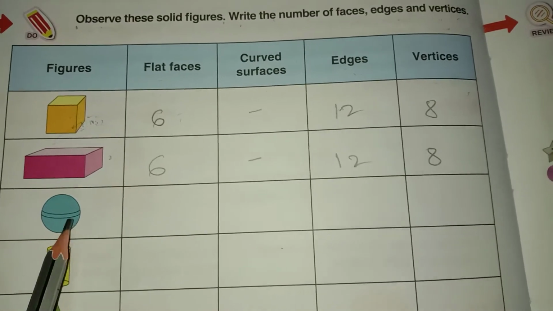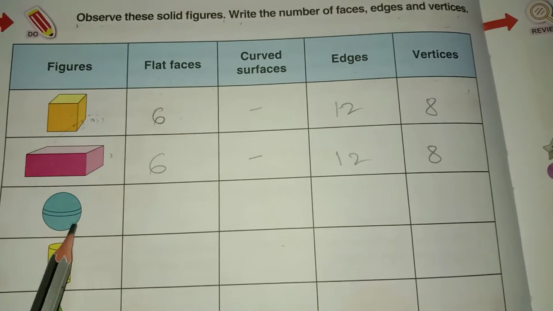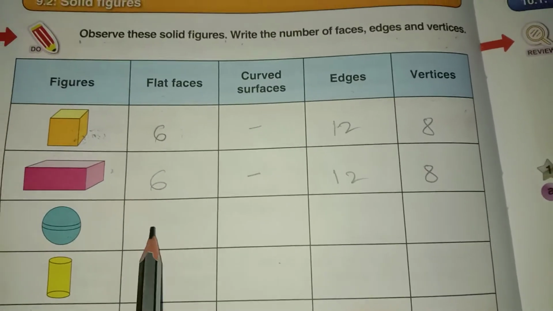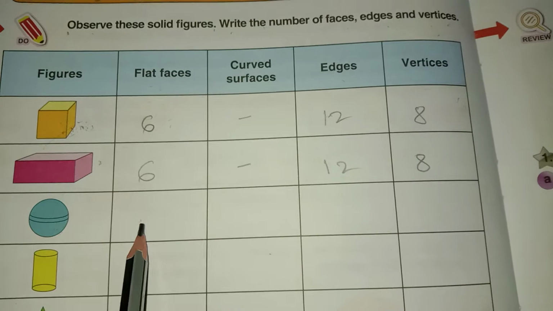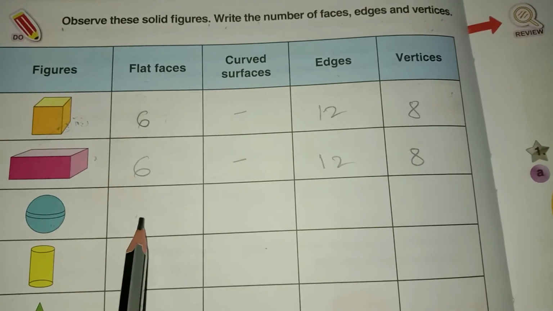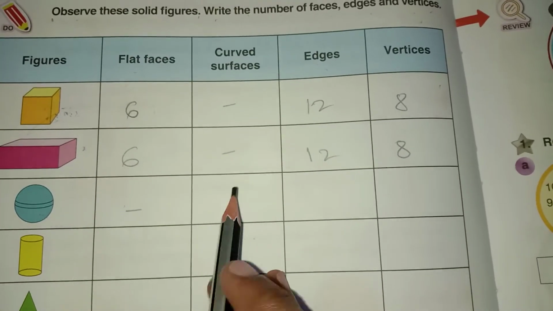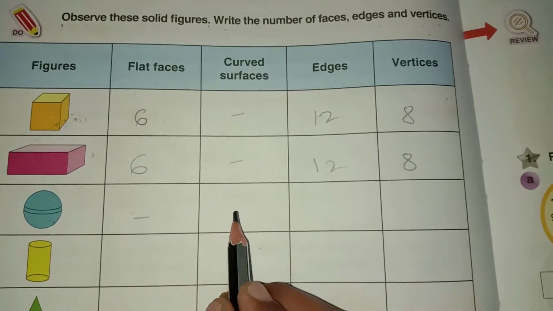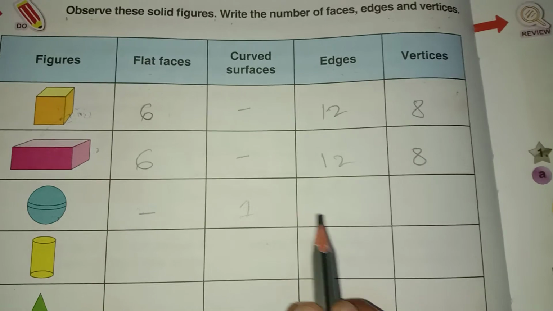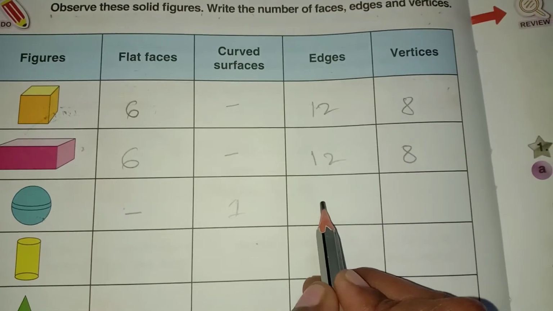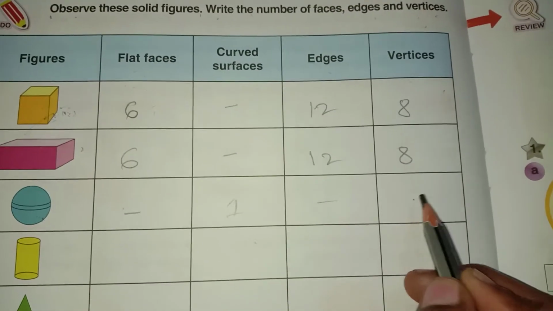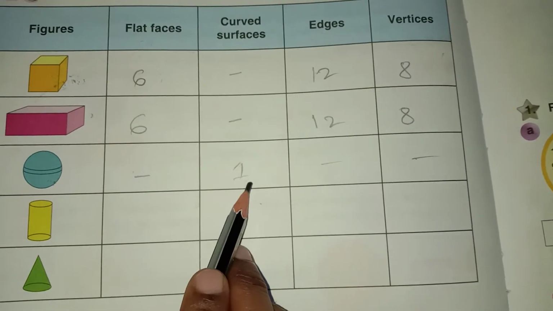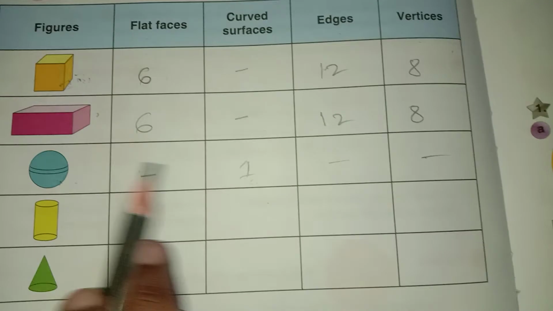Next, this is a sphere. In the last class, I showed the example for a sphere. This is a sphere. It has no flat faces. A sphere has one curved surface, and there are no edges and no vertices in a sphere. It only has one curved surface.